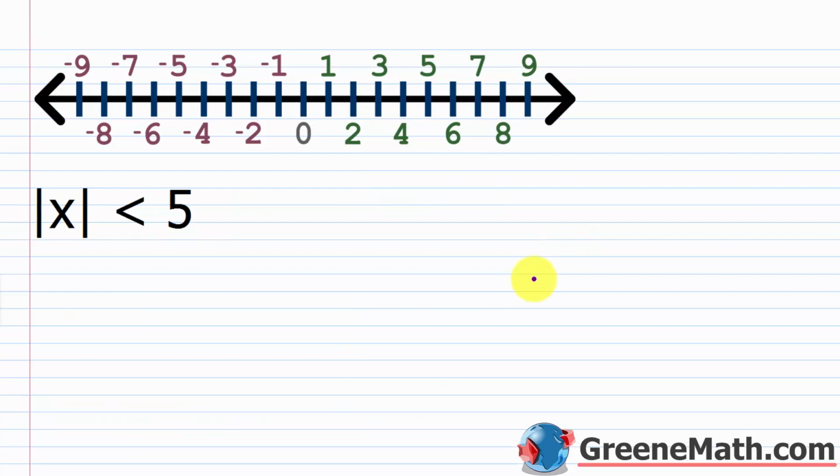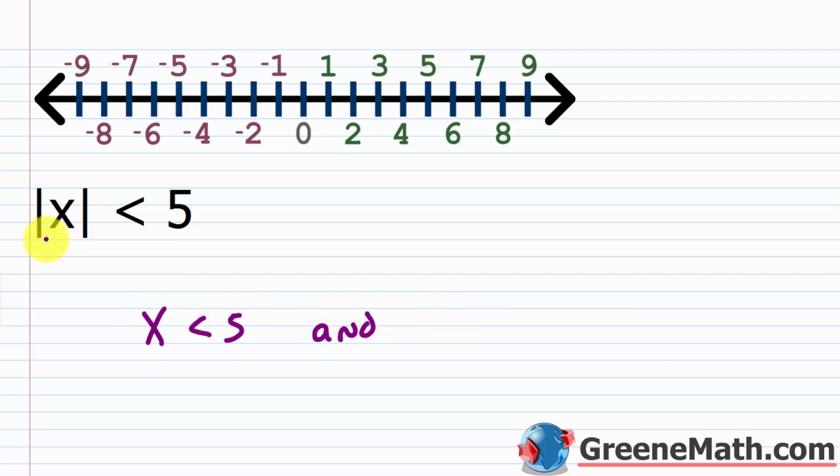All right, now let's talk about the other scenario, which is when we have a less than. So if I had the absolute value of x is less than 5, I'm going to follow the same procedure, but I'm going to use an and compound inequality. So in other words, I'm going to remove the absolute value bars. So I'm going to say x is less than 5. Then I'm going to say and.